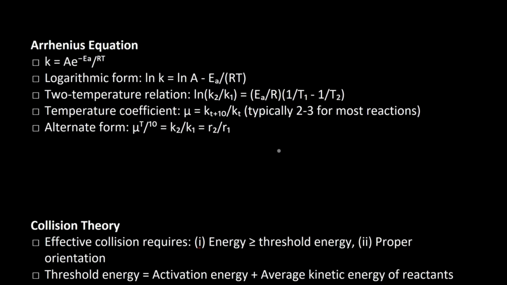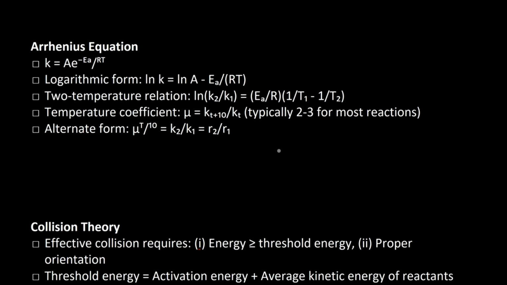And Arrhenius equation, super important, K is equal to A e power minus Ea by RT. Our logarithmic form is ln K is equal to ln A minus Ea by RT. If they have given the two temperatures, then ln K2 by K1 is equal to Ea by R into 1 by T1 minus 1 by T2. And temperature coefficient, this formula mu is equal to K at T plus 10 by K at T, because mostly the 10 degree temperature change will be given.